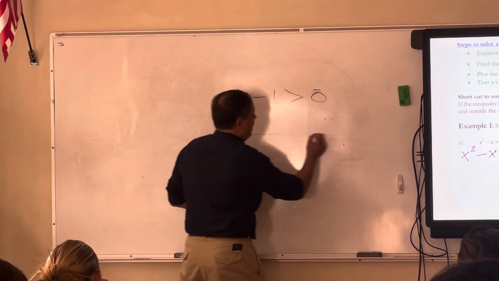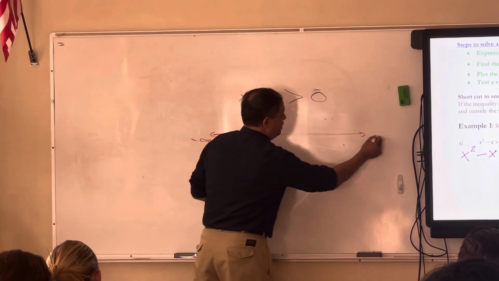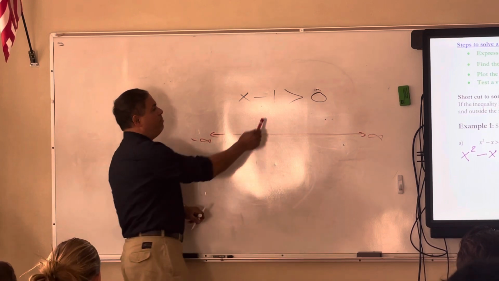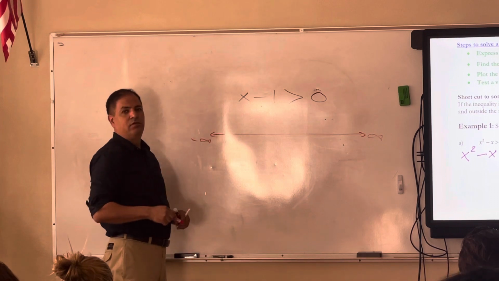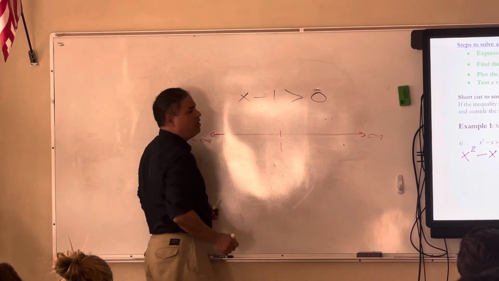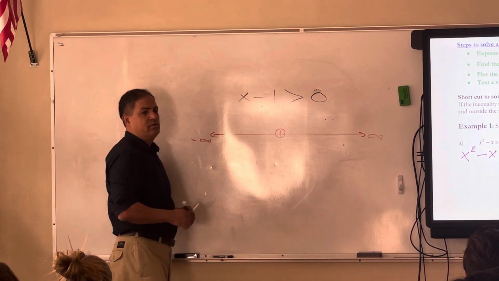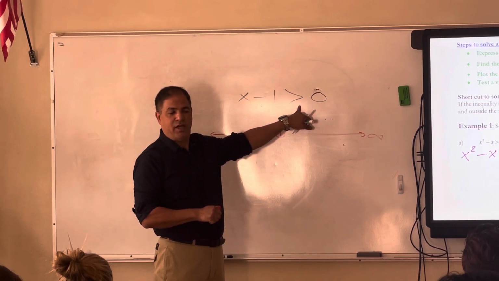I'm going to draw a number line, and the number line goes from -infinity to +infinity. My question to you is, what makes x minus 1 equal 0? 1. Included or not included? There is no equal, it's strictly greater than 0. Good.